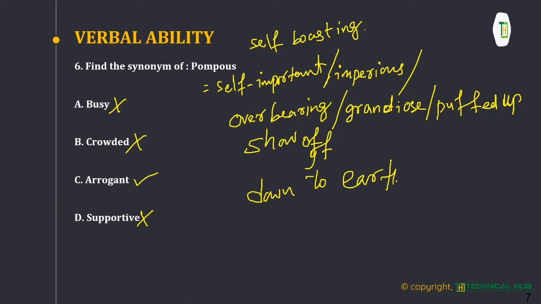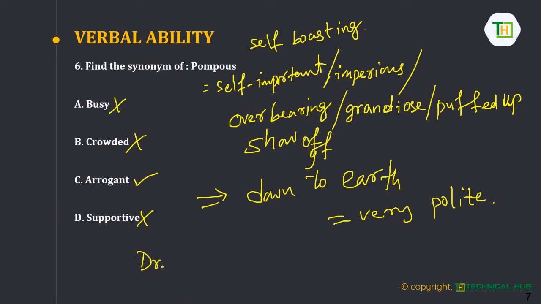Down to earth means very polite. Down to earth personalities means the meaning is very polite. And when you meet great people, they show a lot of politeness. In our college also, you see some of the greatest people, those who are doctors, and they show a lot of respect.